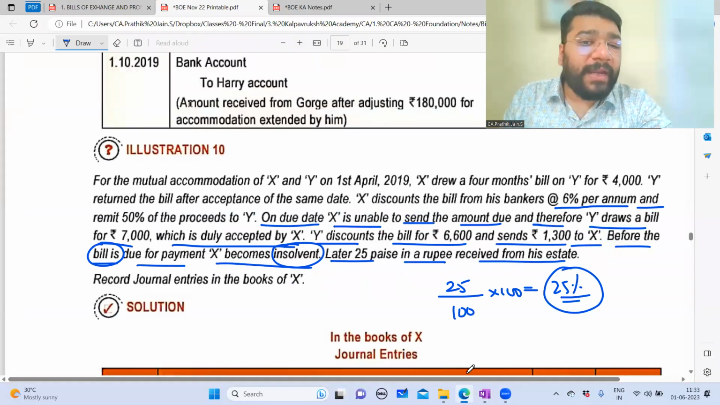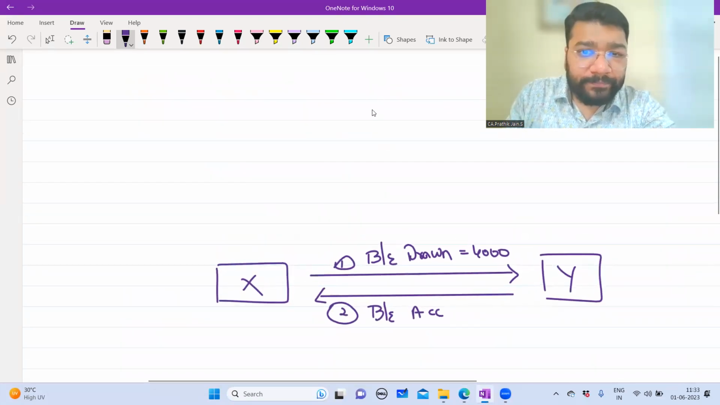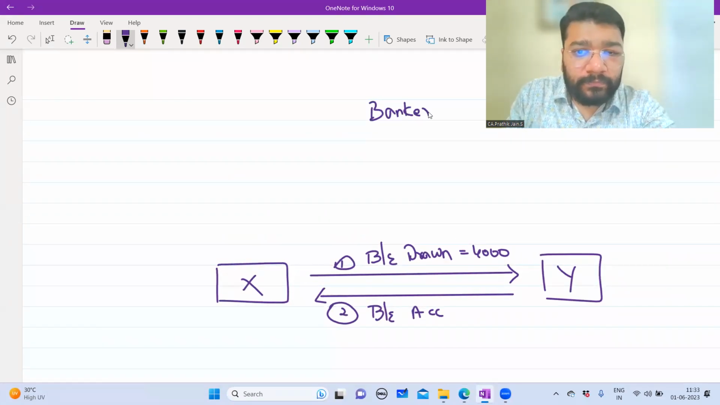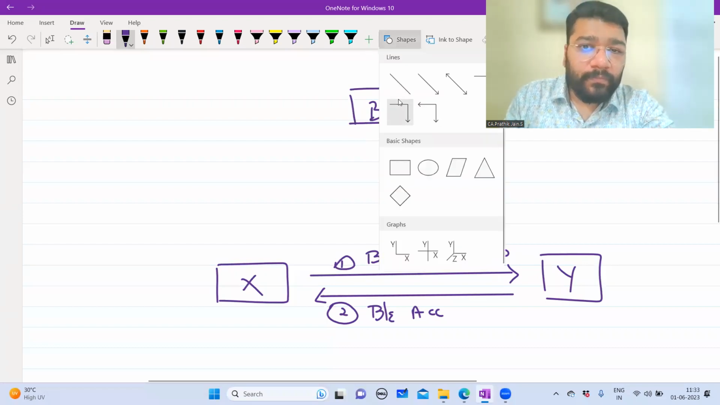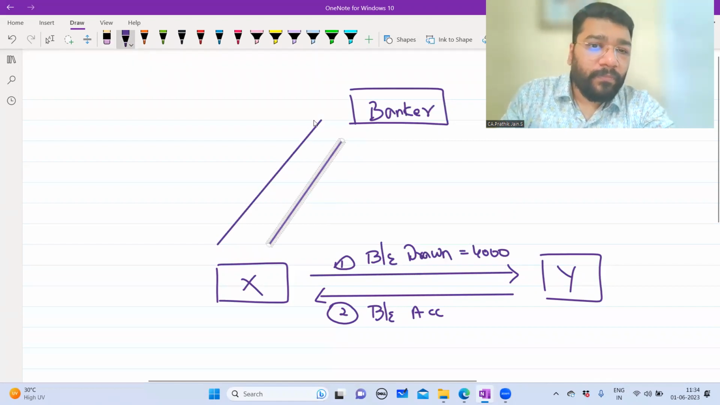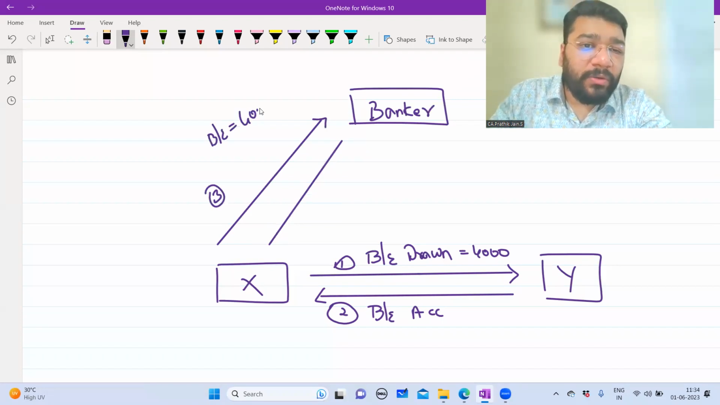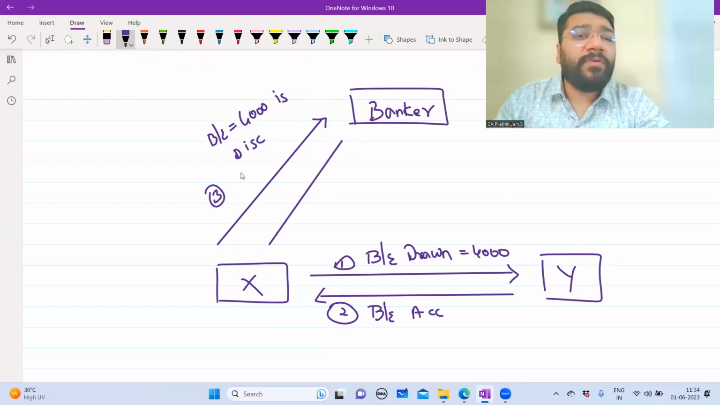Y returned the bill after acceptance on the same date. X is discounting this bill from his banker at 6% per annum. Now the banker is coming in between. So here it is the banker. So here the third transaction is: bill of exchange worth 4,000 is discounted. Okay, bill of exchange 4,000 is discounted.